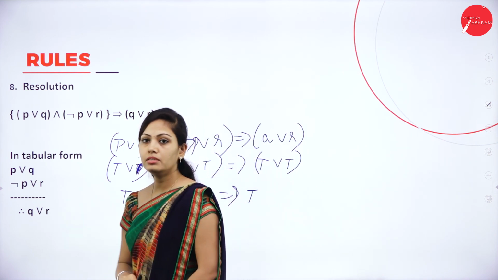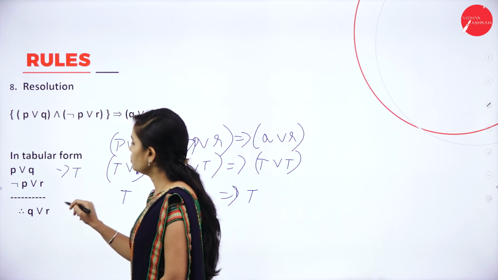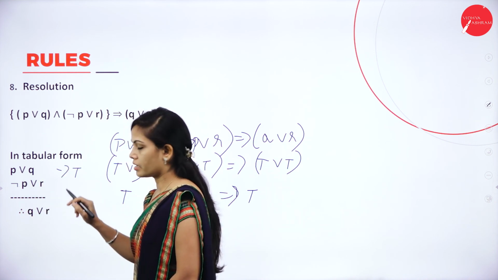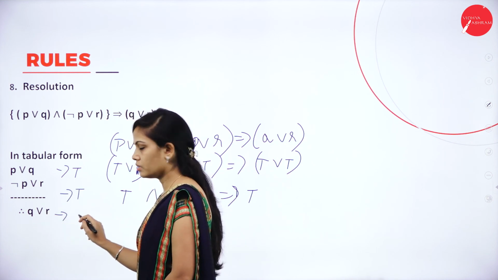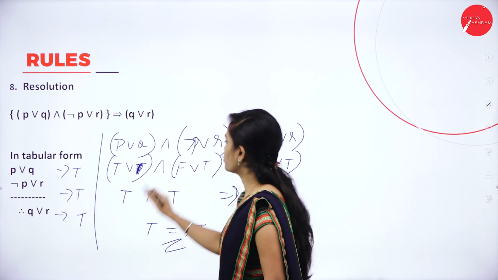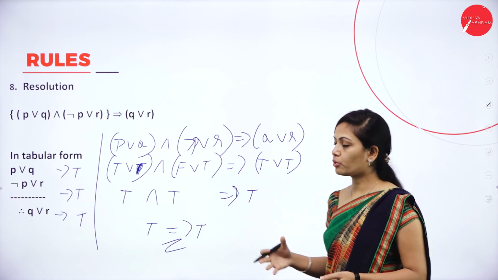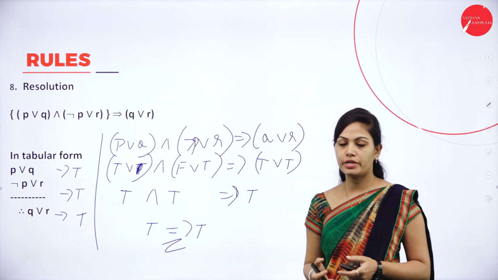How to write this in a tabular form? So P or Q is true, then negation P is false, or R is also true, then Q or R is also true. So you have to explain this with the help of this truth value. So then only you can understand the concept very well. This is called as rule of inference.